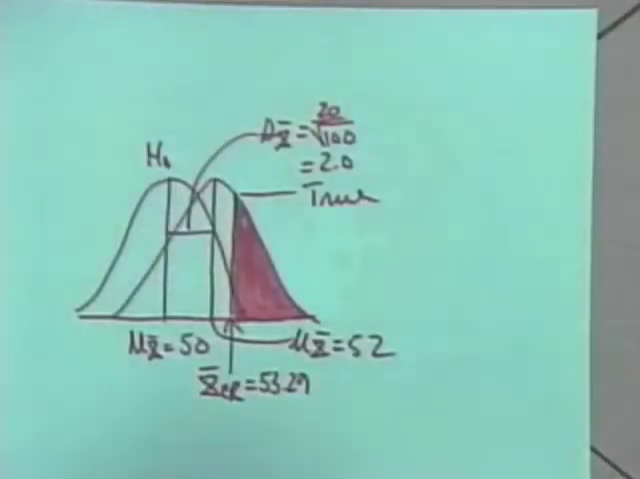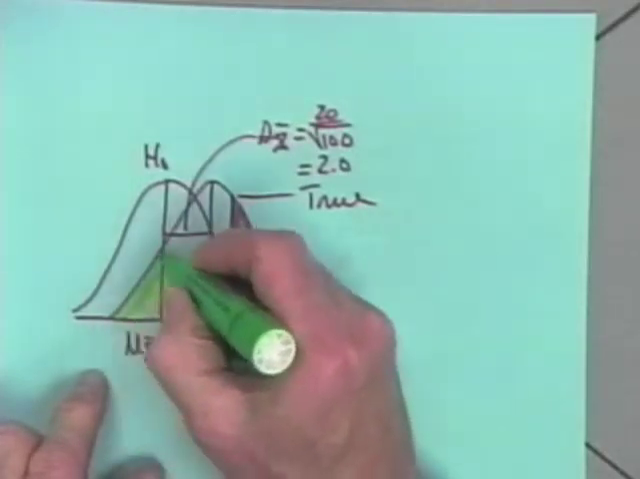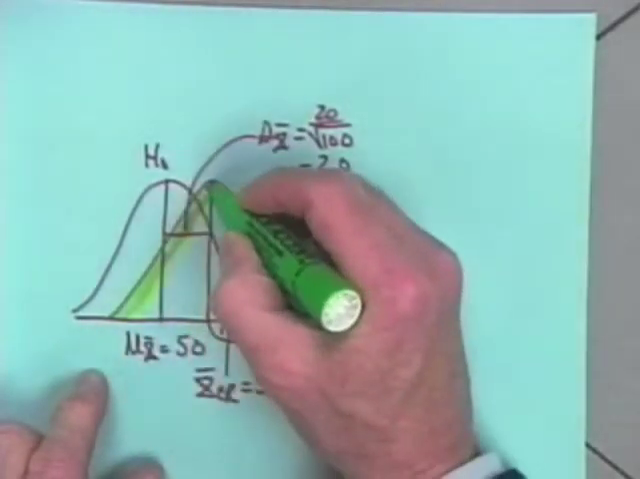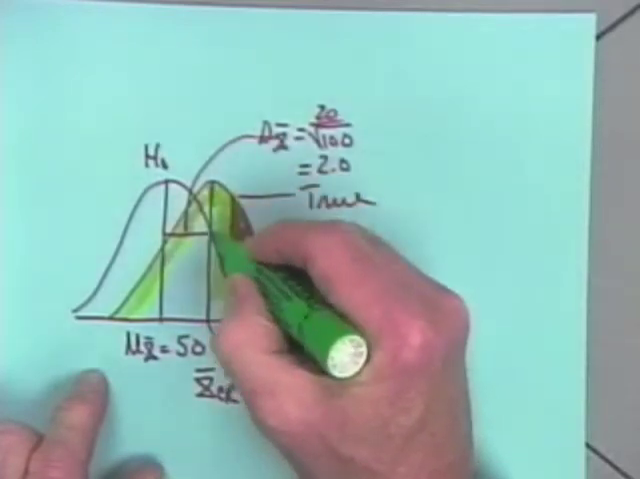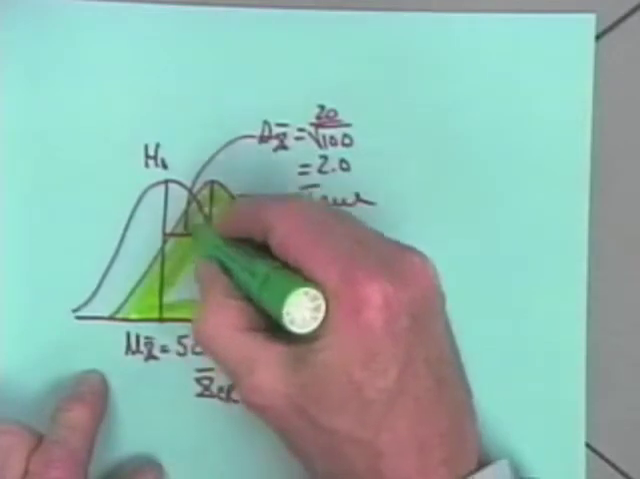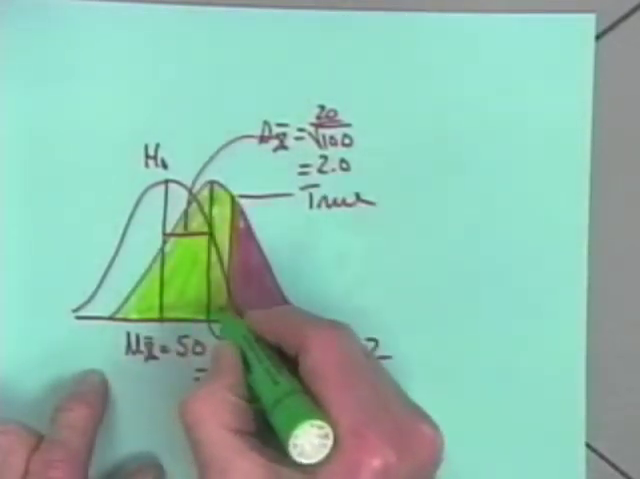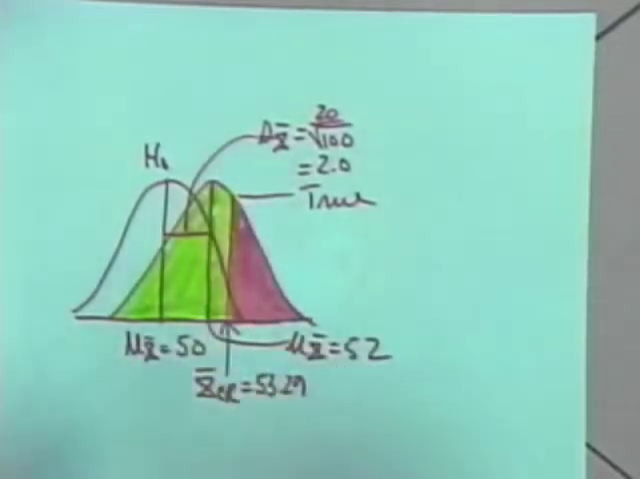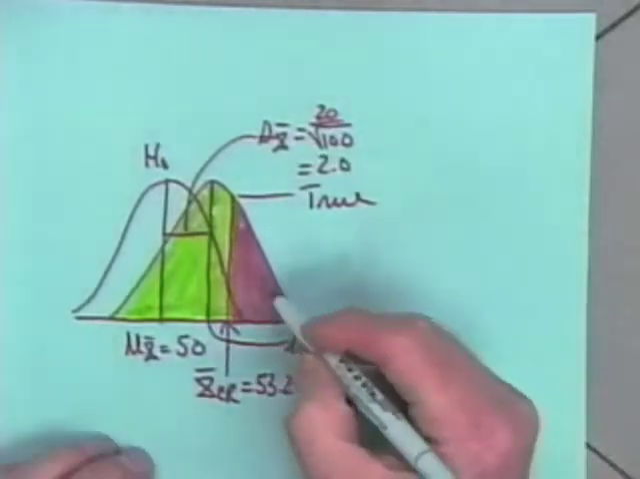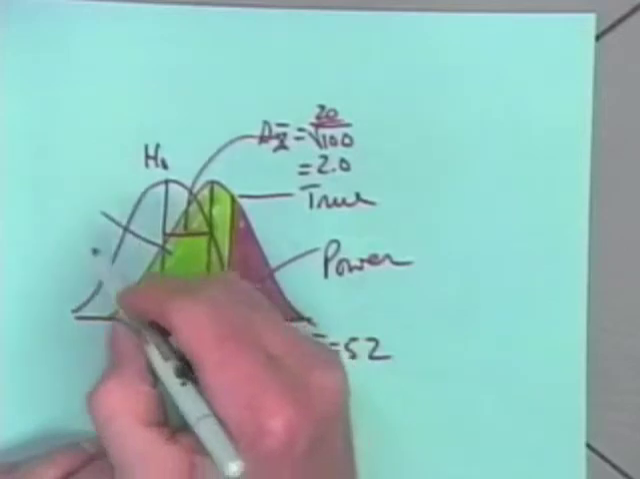So let's go back again, and I'm going to shade in the area for type 2 in green. Yes, type 2 is beta. So type 2 error and a beta error, they're identical. So I'm going to label these now. This is power. And this area over here is beta.